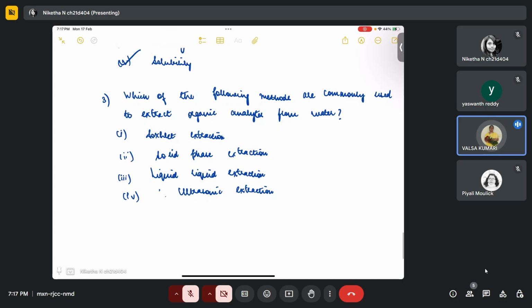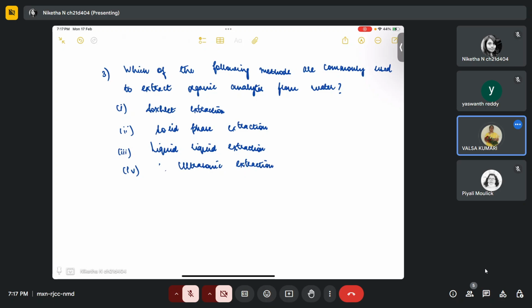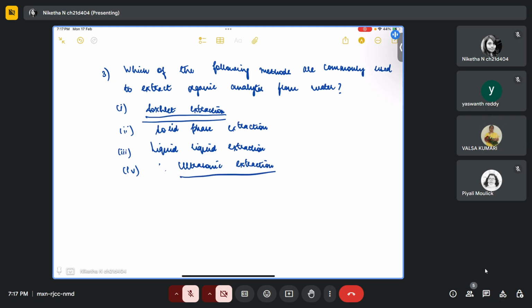Solid phase extraction, liquid extraction. Why? In solid phase, we can use a suitable absorbent. And in liquid extraction, we can use a suitable solvent. Okay, what about Soxhlet extraction? Soxhlet is only for solid materials. So Soxhlet extraction and ultrasonic extraction are both used for solids. Since they are asking about water, the correct options are 2 and 3, or B and C.